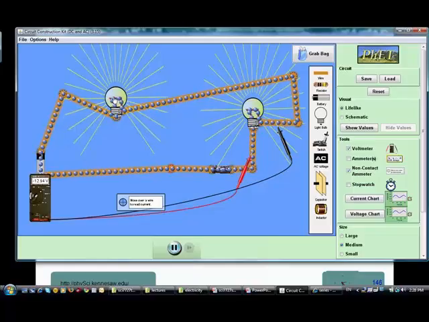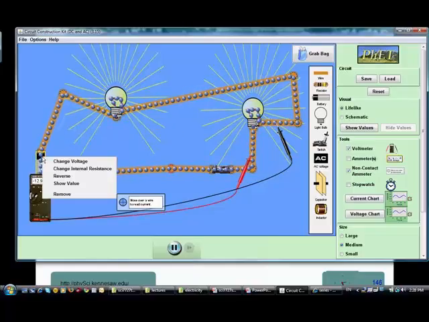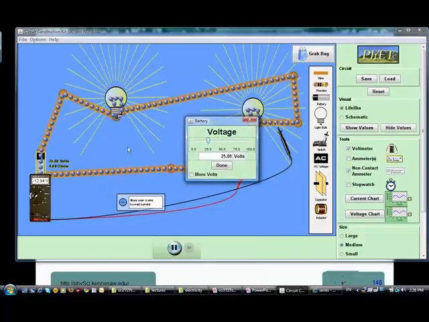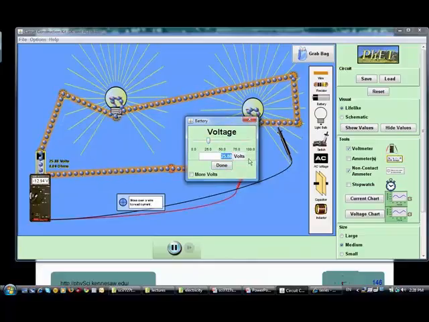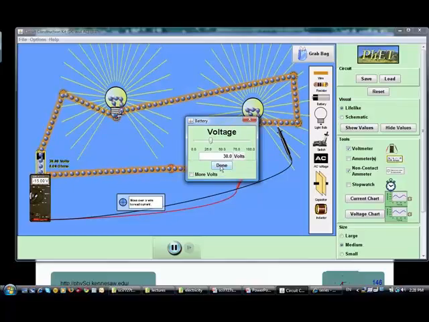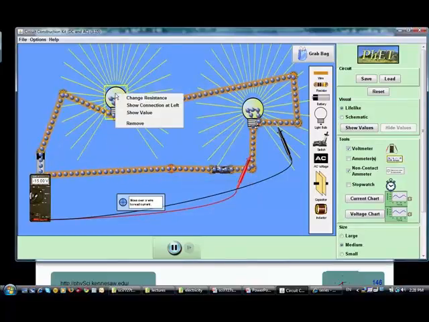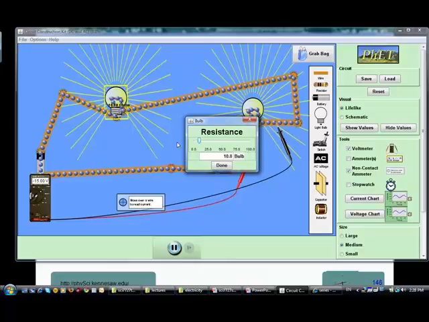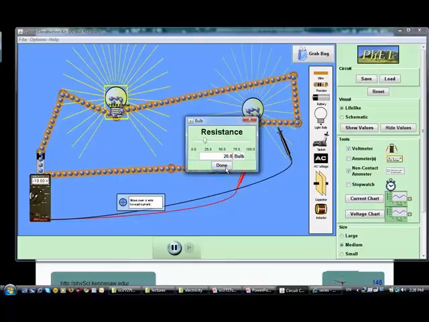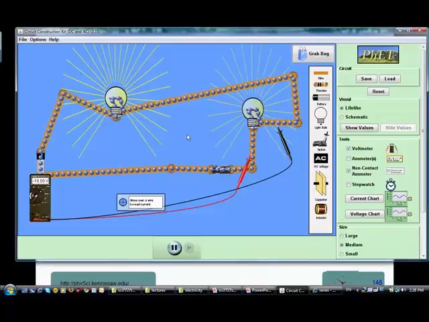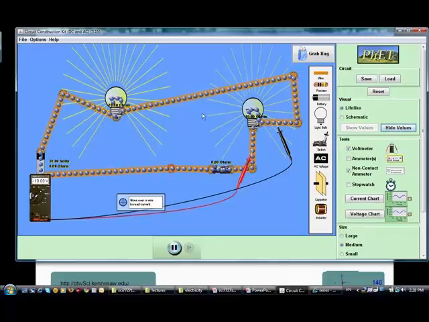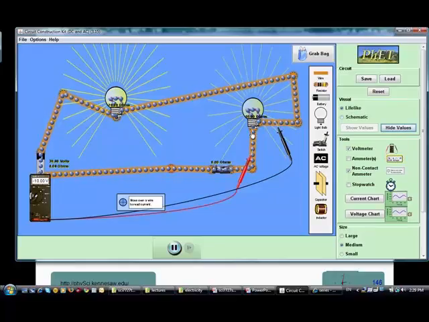Now let's change one of them. And I'm going to change also the voltage here. Instead of 25.88, let's put 30 volts. And then let's have the resistance on this one be 20 ohms and keep the other one at 10. Notice now the 20 ohm resistor is producing more light than the 10 ohm resistor.